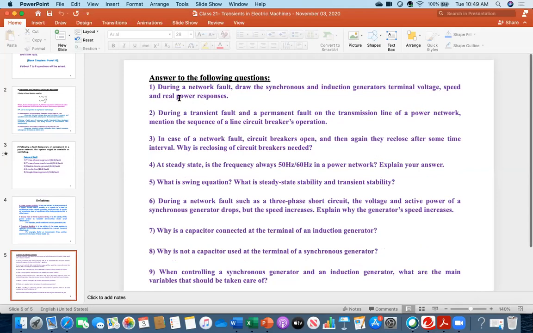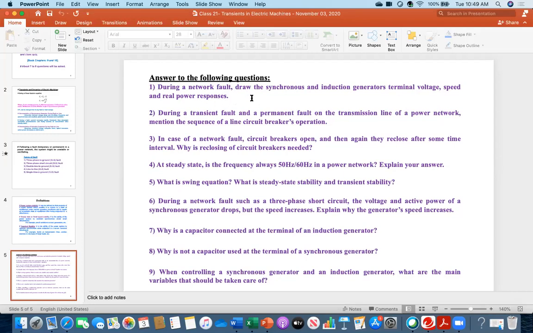Everybody, during a network fault, draw the synchronous and induction generators terminal voltage, speed, and real power responses. So you see, the answer to this question is what I drew on the whiteboard. Everybody, please read the question and then think about the answer.